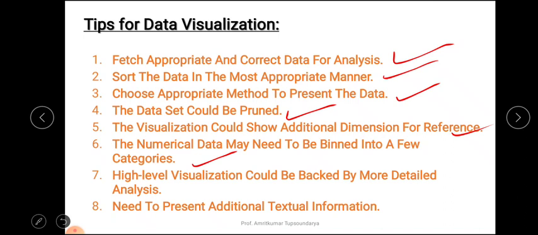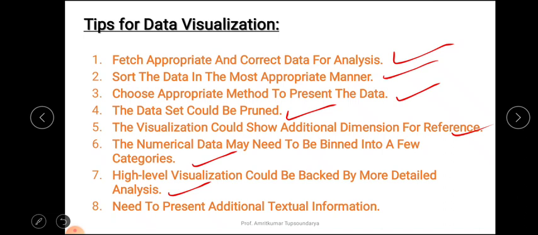Another tip for data visualization is that high-level visualization could be backed by more detailed analysis, because if the data is highly visualized, it may get disconnected from the reality or the facts. So it should be backed by more detailed analysis so that there is connectivity between them. For example, for the most significant result, drill down may be required. You need to drill down into the data, you need to go in depth to understand its visualization, right?